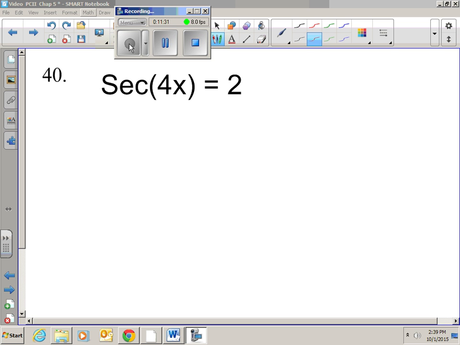Okay, I know I skipped a couple of these things here, but let's skip ahead to this example right now, and this will be the last one. I think we've done enough. We'll do the rest in class. We have secant 4x is equal to 2. Let's just think about this for a minute.